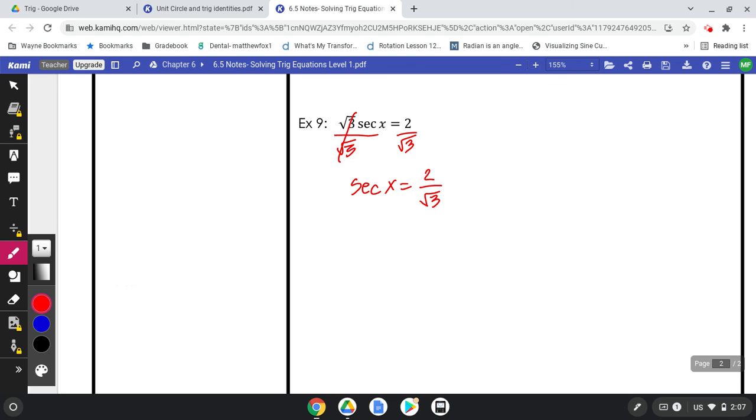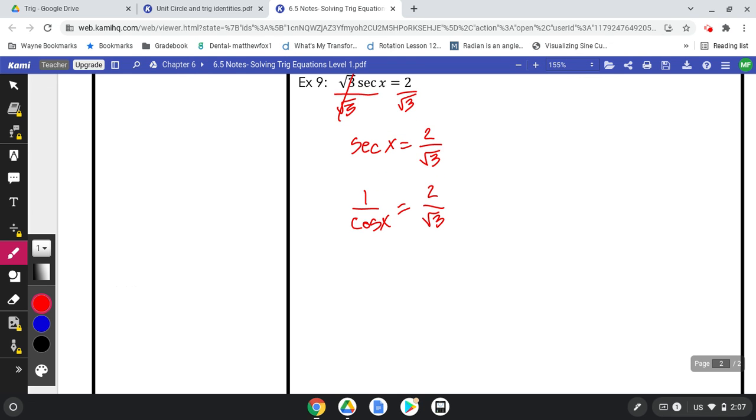Now some of you might be thinking there's a problem there because we got a square root on the bottom. And I agree with that, but we aren't done yet, so we don't need to deal with that because eventually we're going to take the reciprocal. It'll sort itself out. Okay, so secant is 1 over cosine x. Some of you can probably skip this step, just jump right to the reciprocals, but I'm going to write it. So cosine x equals, do you see we take the reciprocal here then, square root of 3 over 2. And now we just find where is the x value square root of 3 over 2, and that occurs at pi over 6 and at 11 pi over 6.